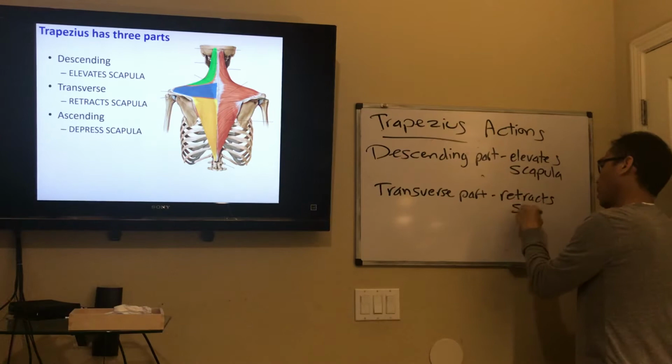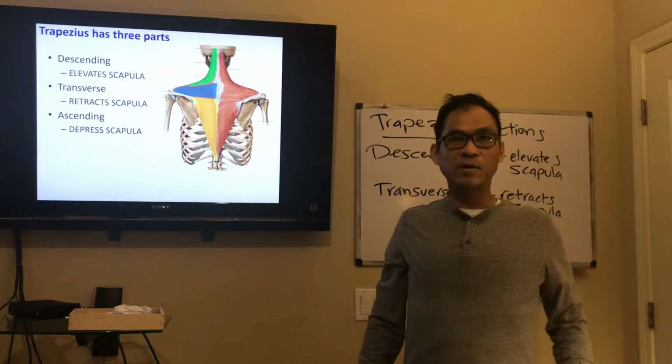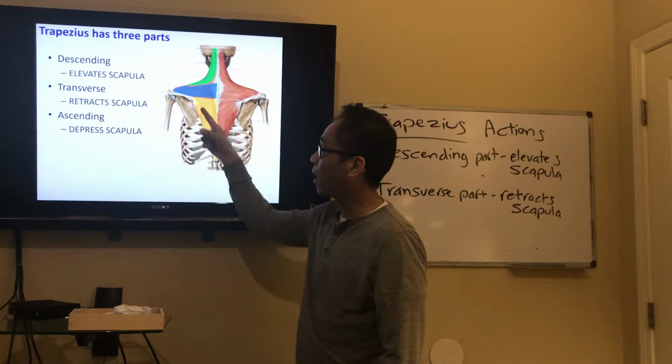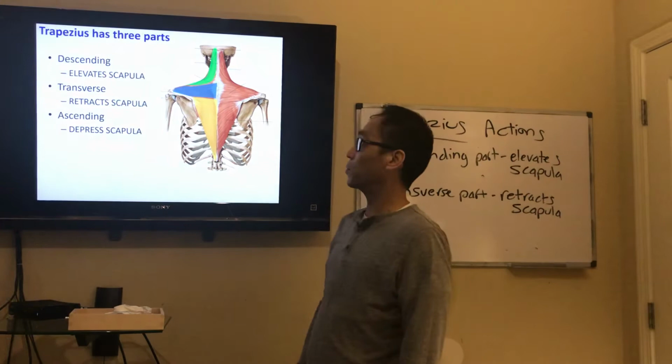So again, that's like standing at military attention, retract. The ascending fibers, they start from down here and they go up to the scapular spine, and they can kind of pull down a little bit. So pull down, that's depressed scapula.